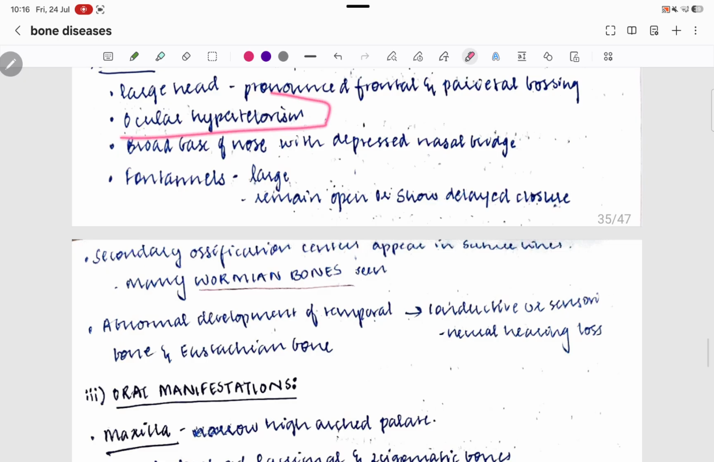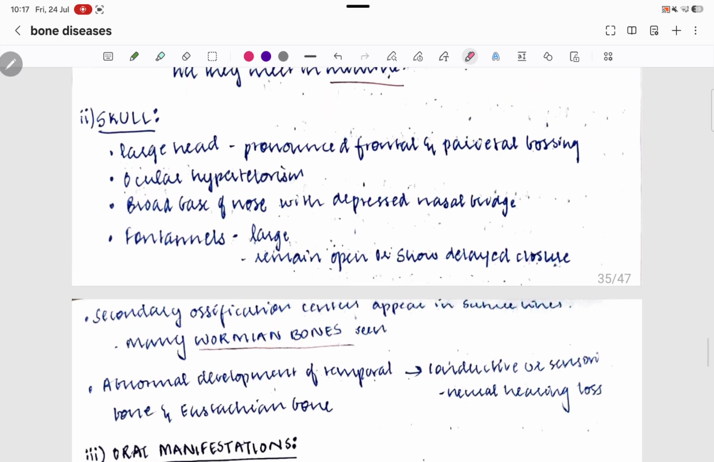Then there is ocular hypertelorism. For those of you who don't know what a bossulated appearance is, I am going to tell you. A bossulated appearance is a surface that is covered with small nipple-like protuberances, something like this. This is called bossulated appearance, and it is irregular or bumpy, usually a knob-like structure. I'm telling you in detail because bossulated is sometimes misunderstood.